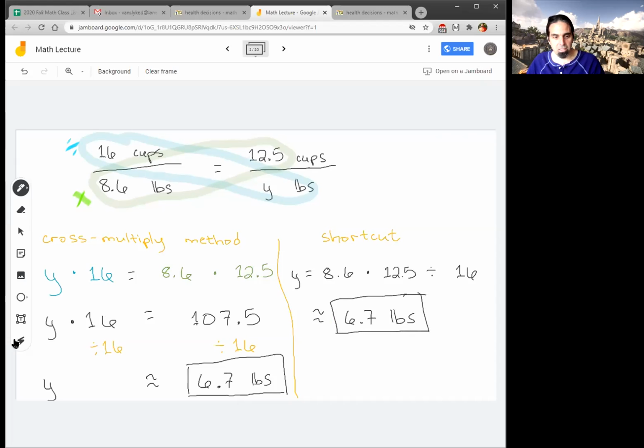And you can see it's the same thing. First we multiplied these two, and then we divided by the 16. And we talked a bunch, not yesterday, on Friday, about why you would want the shortcut or you don't want the shortcut.